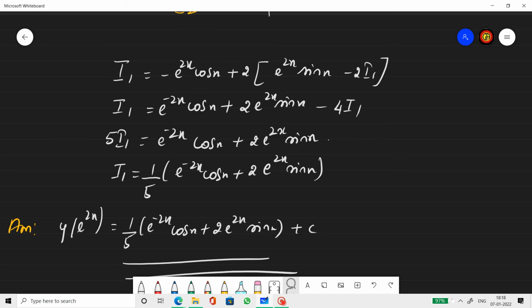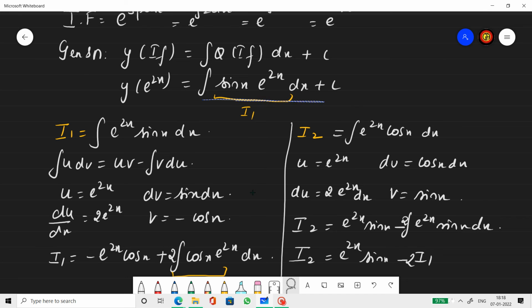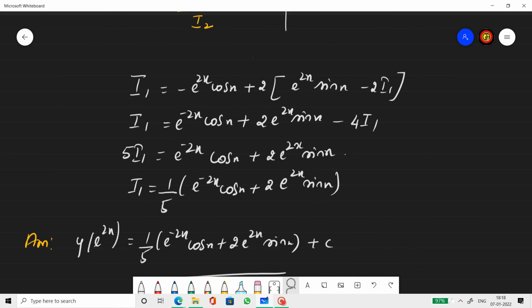Now I1 is taken from which place? Substitute this answer over there. I1 is here. So the I1 answer is substituted here. So y into e power 2x equals the I1 answer plus c. There we go. So that is how we find the integration for the first sum, differential.